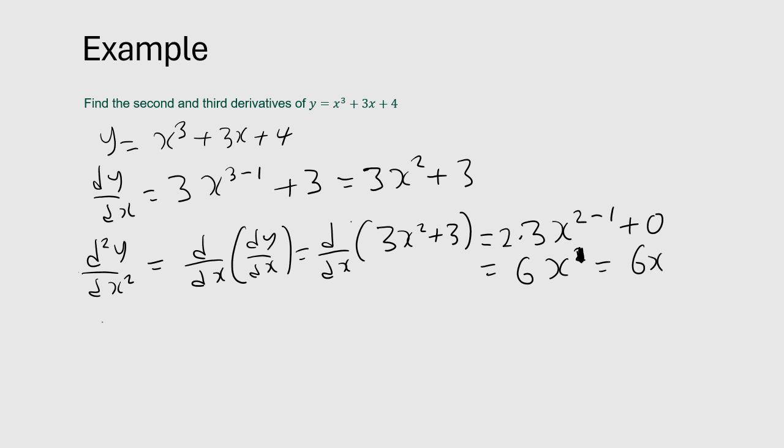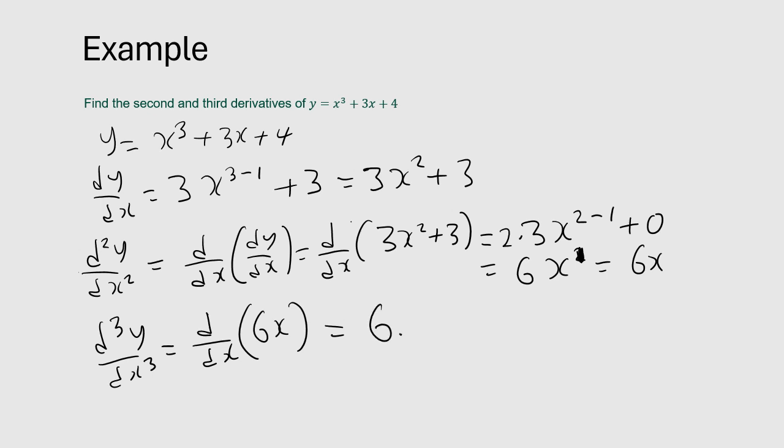If you want to find the third derivative, d cube y over dx cube, it is just differentiating our result from the second derivative, that is differentiating 6x. This is just 6, a constant, times x power 1, and this is just the constant.